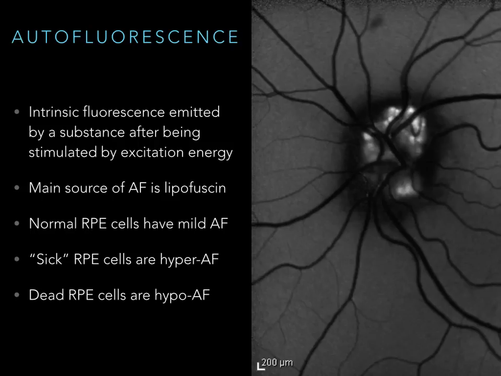So anyway, in the old days, we talked about there just being 2 or 3 things that ever autofluoresce. These days, we talk about everything autofluorescing. Okay, main source is lipofuscin. I have a whole lecture on other things that can autofluoresce, but we're not going to talk about that. RPE cells that are normal have this kind of mild autofluorescence. Sick RPE cells are hyperautofluorescent, and then dead RPE cells are hypoautofluorescent.